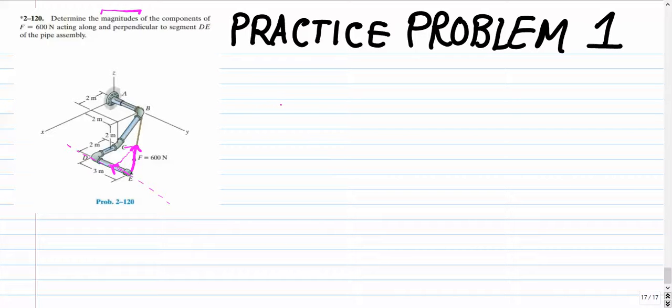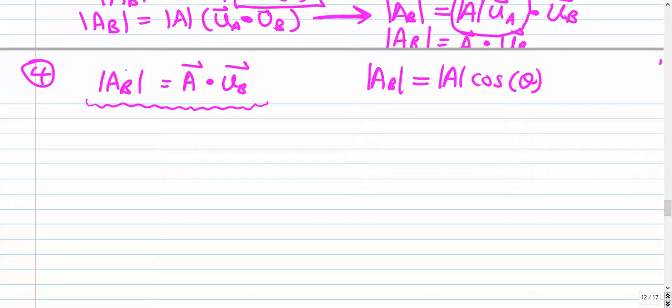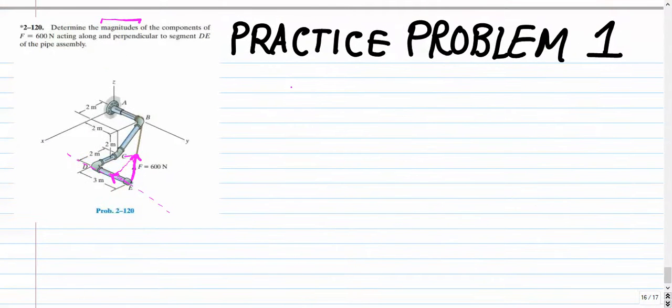And whenever magnitude of components is involved, we look at our formula number 4, and that formula says that the magnitude of the components is equal to the dot product of the force vector and the unit vector in direction of the axis. Okay, and this gives us the magnitude of the component parallel to the axis. So let's write down that formula. The magnitude of the component parallel to the axis is equal to the dot product of the force with the unit vector in direction of the axis ED.